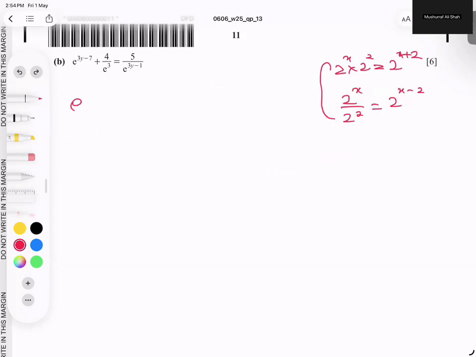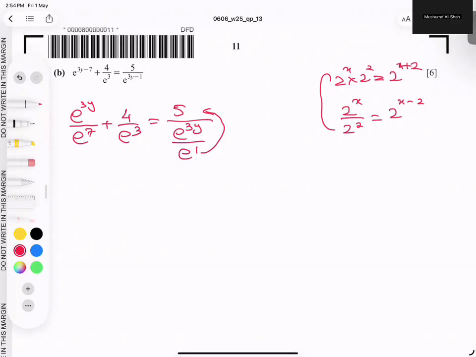That is why I am writing e to power 3y over e to power 7 plus 4 over e to power 3. And the same story here, students: e to power 3y over e to power 1, and this will flip over, you know it very well. So I will get e to power 3y over e to power 7 plus 4 over e to power 3, and 5e over e to power 3y.